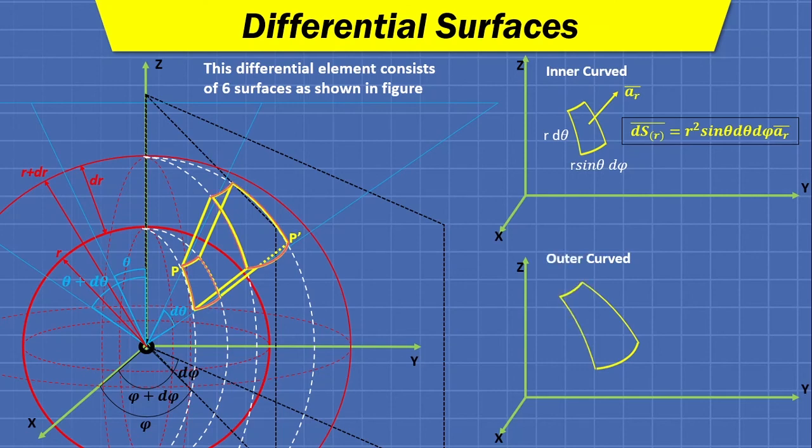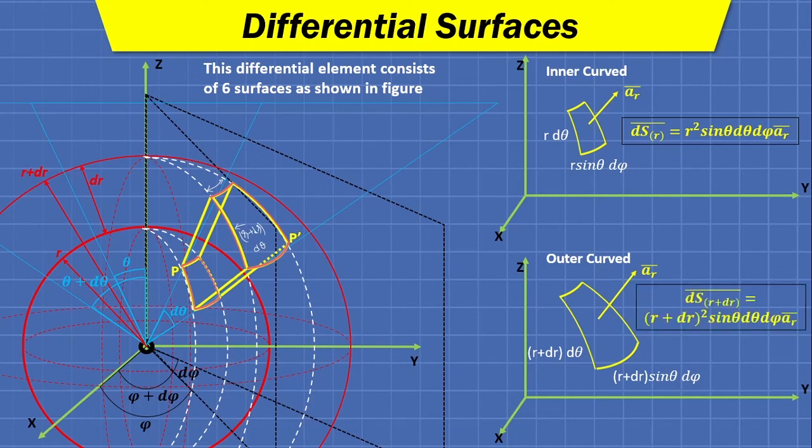The second differential surface is the outer curved surface, which is highlighted in orange color, as you can see here. The lengths of its sides are (r plus dr) d theta, that is this side, and the length of this side is (r plus dr) sine theta d phi. Again, the direction of this surface will be the same as the direction of the radius, and it can be calculated by this formula.